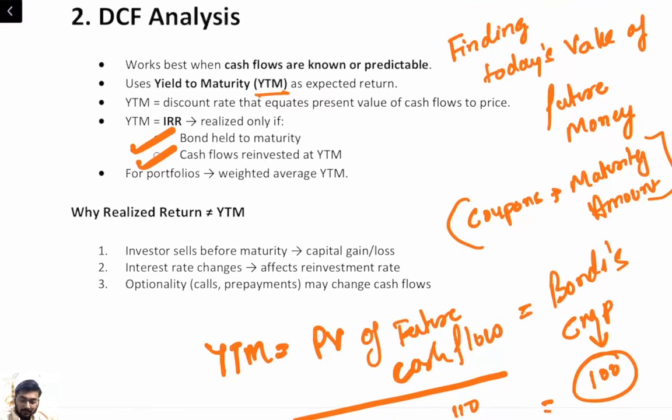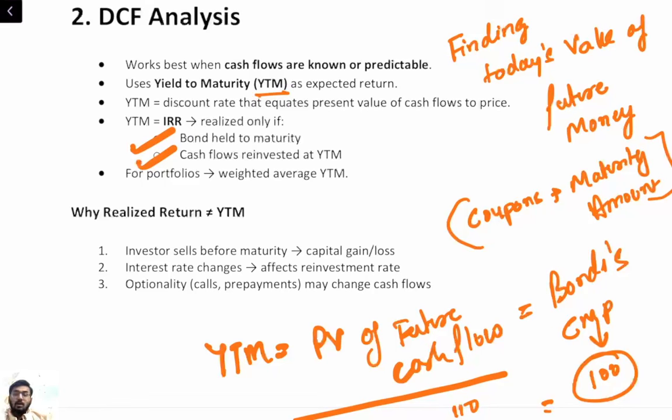Now over here, they have introduced one more term, that is zero coupon bond. Zero coupon bond means it will not give you any coupon. There are only two values, present value and future value. The one which you are going to pay today, and the future value is the amount which you are going to receive at maturity. So there is no reinvestment risk because there are no coupons, but still you will get the YTM only if you hold the bond till maturity.